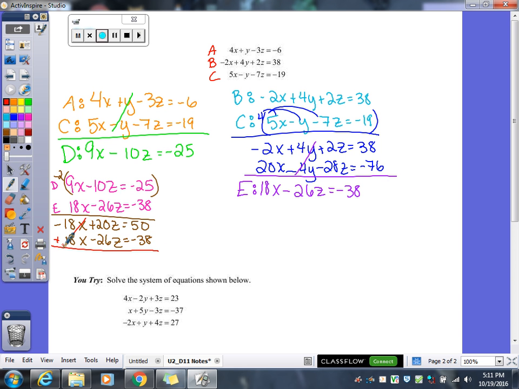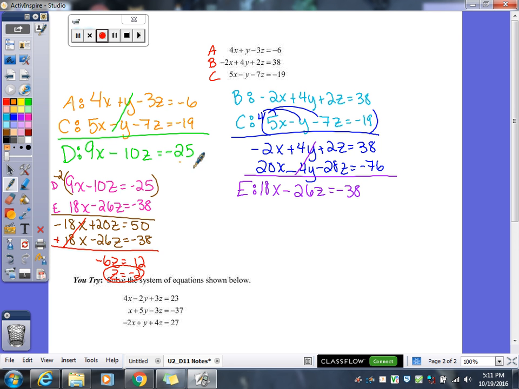So when I add them, my x's cancel. I get negative 6z equals, I want to make sure I do my math right, 12. Divide by negative 6, we get z equals negative 2. So I've got one of my answers. I got to go back and get another one.